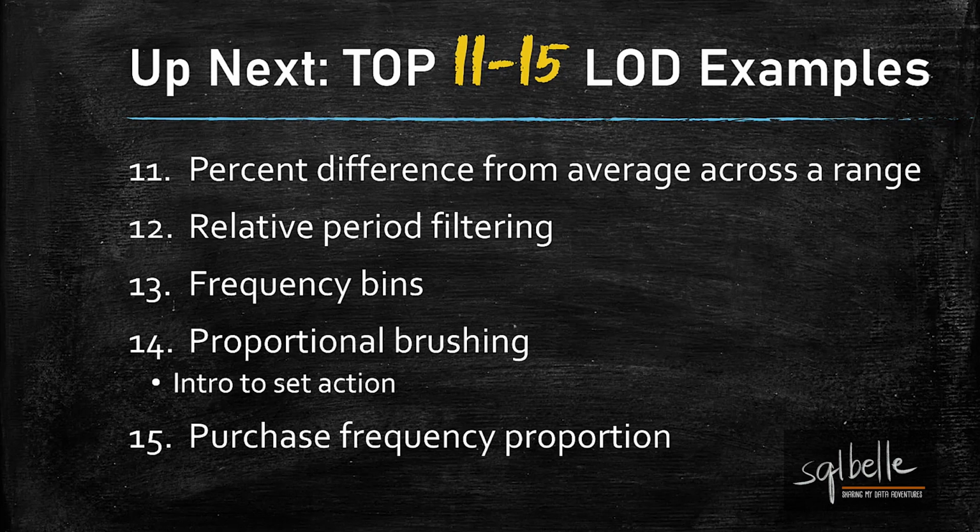For the last video, or part 3 of this series, we will cover use cases 11 to 15. We are going to look at percent difference from average across a range or different ranges. We are going to look at relative period filtering. We're going to look at frequency bins, and we've seen flavors of this already. We're going to look at proportional brushing, but also introducing how we can do this using set actions. And the last one is purchase frequency proportion, which adds up our level of detail expression and a little bit more advanced table calculations.